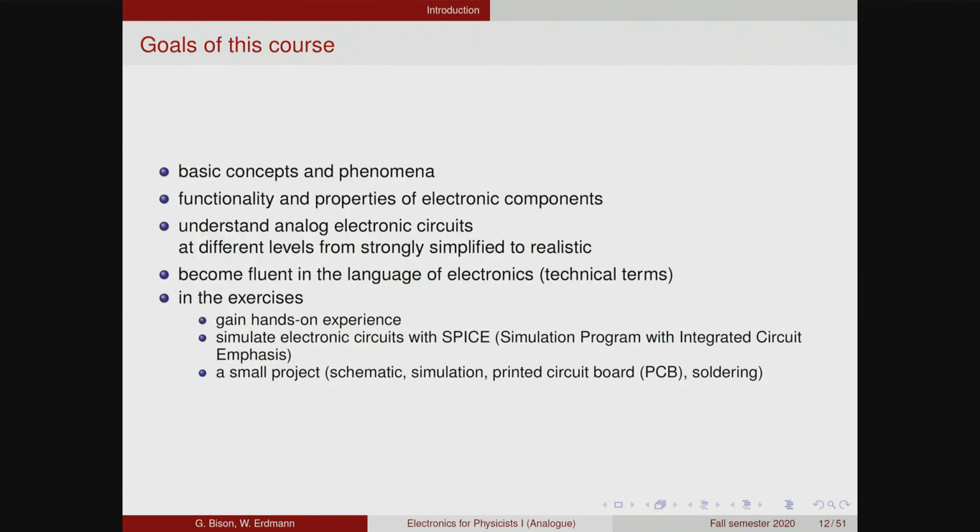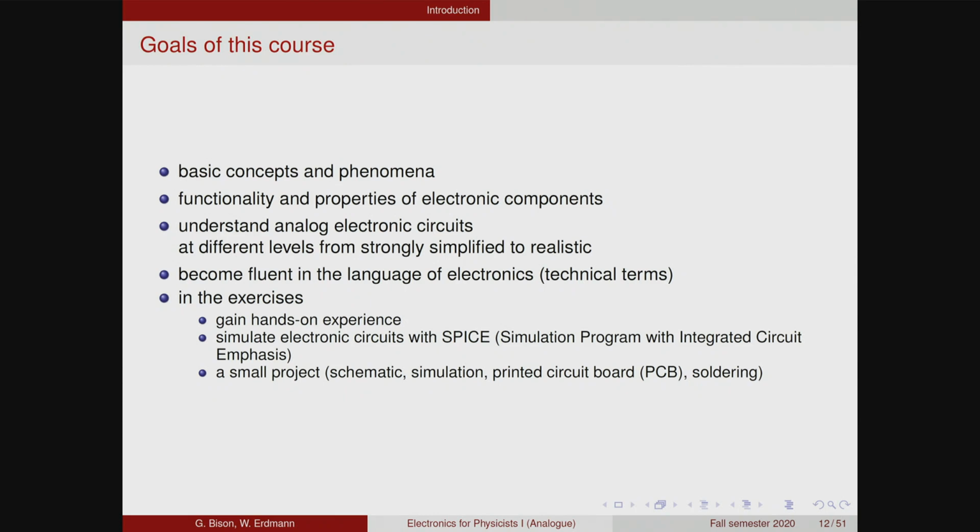Okay, now let's come to the goals of this lecture. So we want to explain the basic concepts and phenomena, and we will start really basic, I mean like resistors and so on. Then the functionality and properties of electronic components, we will take a look at them individually. And then we will combine those electronic components to circuits, understand electronic circuits, and go through different levels of circuit analysis. This is like the mathematical basis of how to get from I draw an electronic circuit to I understand what's going on.